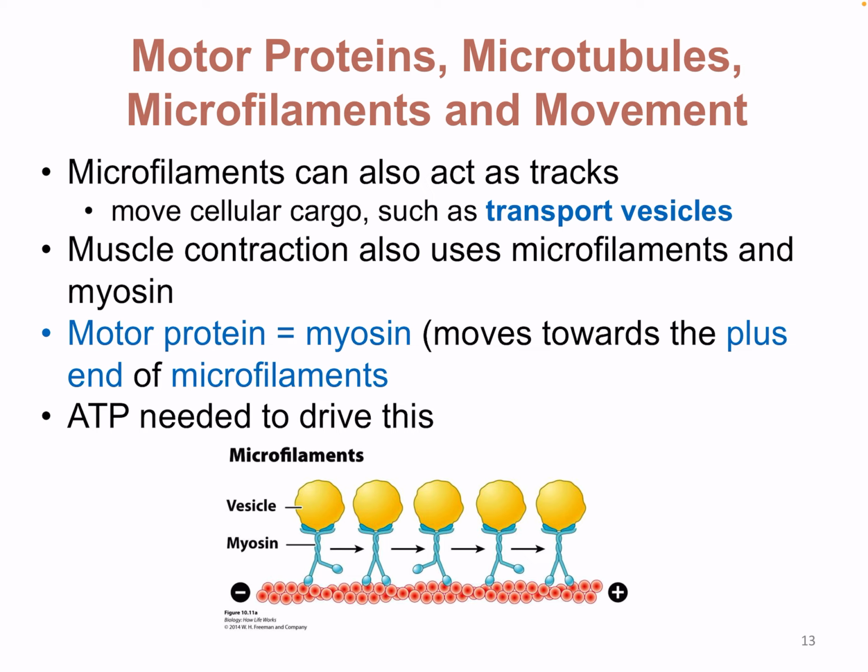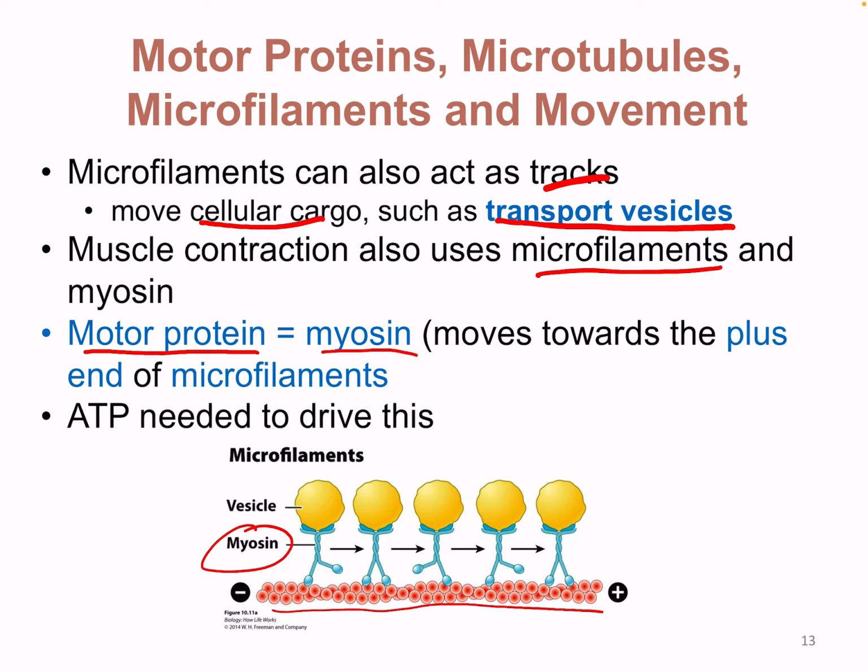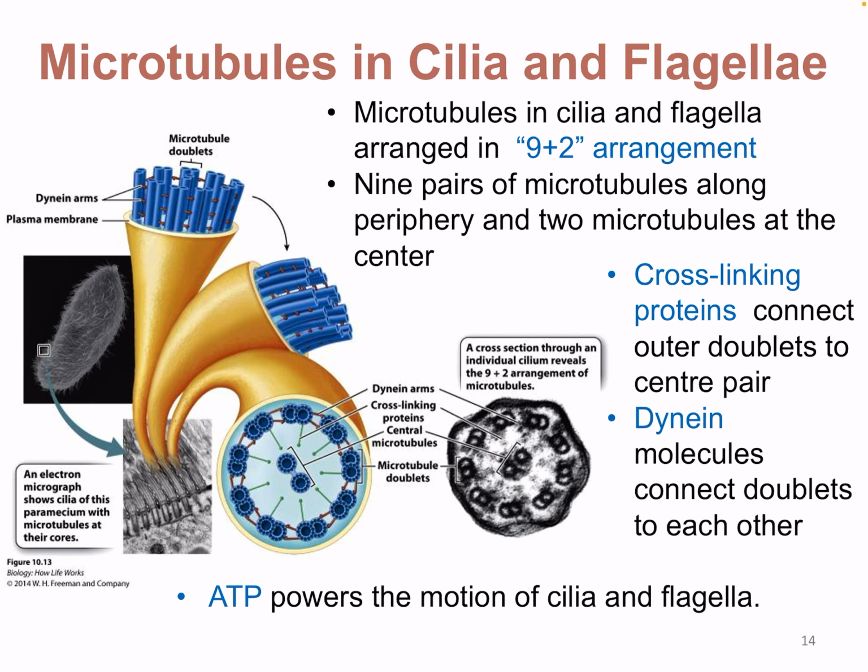Like I said, microfilaments can also act as tracks. They can move cellular cargo, such as transport vesicles. Muscle contraction also uses microfilaments. We talked about actin and myosin. These motor proteins, for example myosin, move towards the plus end of the microfilaments. So here's myosin, and here's our actin filament. We have our myosin heads, which we can see moving along, and this can cause muscle contraction. Again, ATP is needed to drive this.